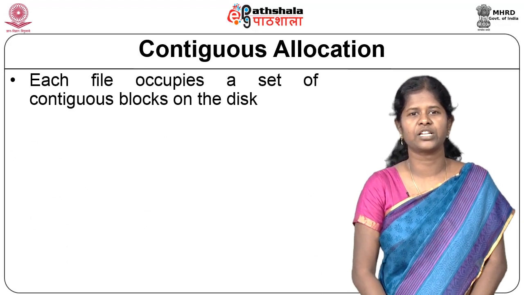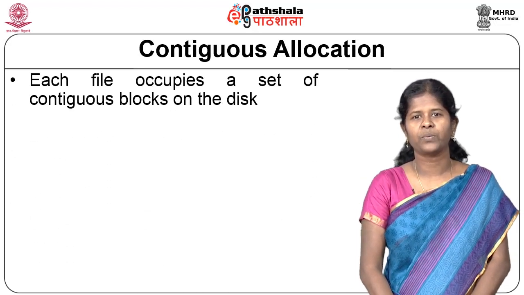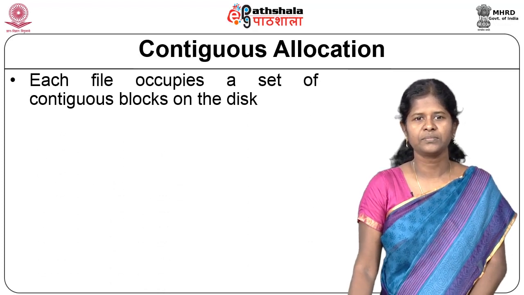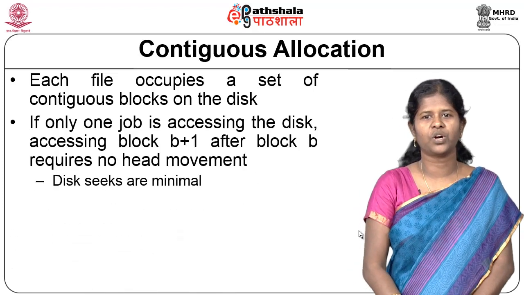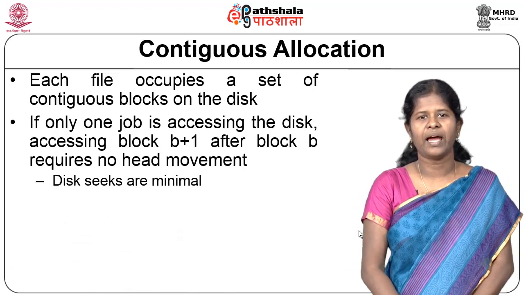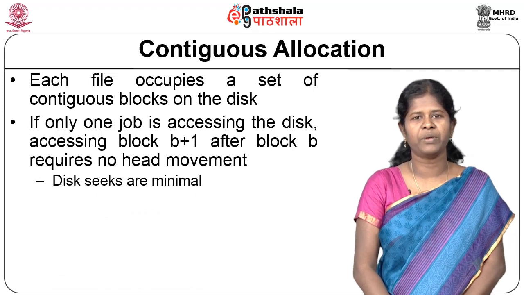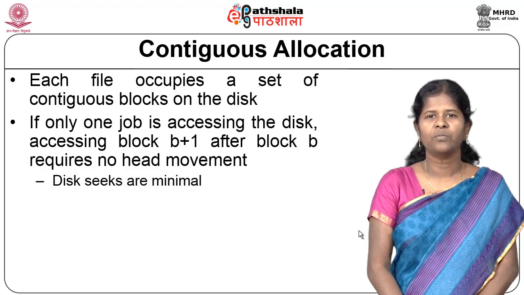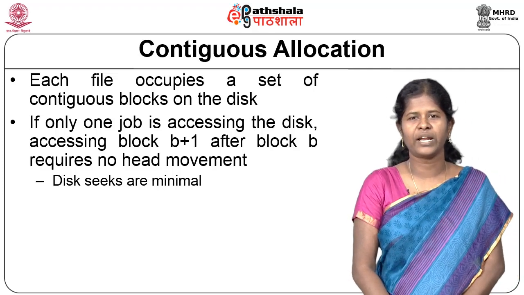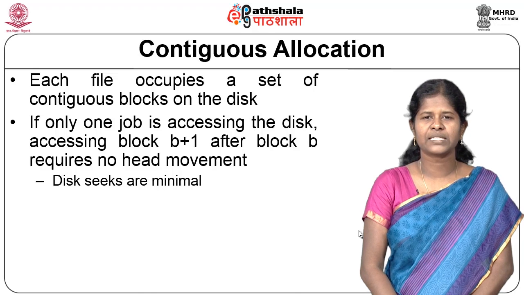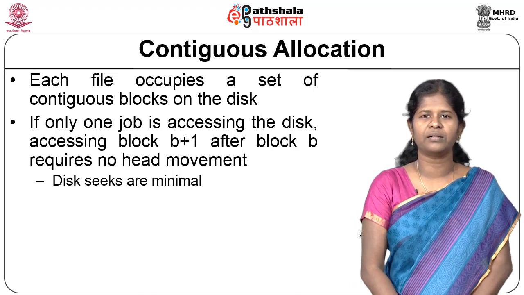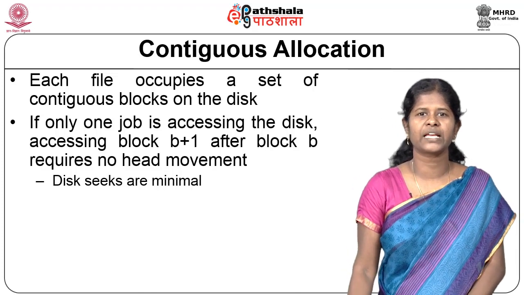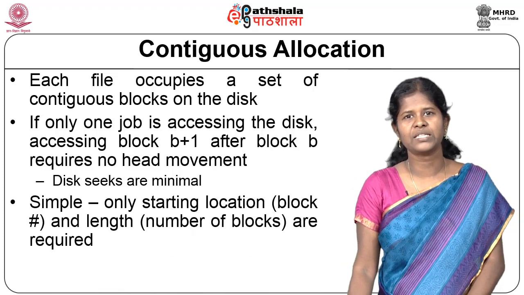In the contiguous allocation method, each file will occupy a set of contiguous blocks on the disk, and if only one job is accessing the disk, then accessing block B plus 1 after accessing block B will not require any head movement. Only the proper disk sector has to be moved under the current head. Because of this, the disk seeks will be minimal.